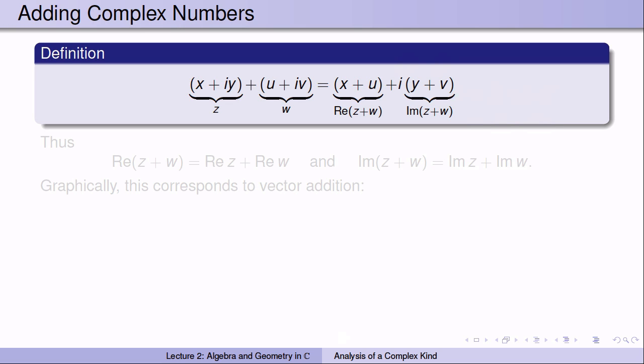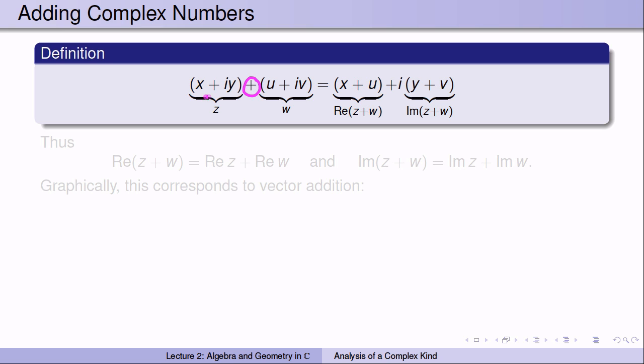Now, how do we add complex numbers? Suppose we have a number z, which is of the form x plus iy, and we have a second number w of the form u plus iv. How do we add them? So here we're defining the addition of complex numbers.